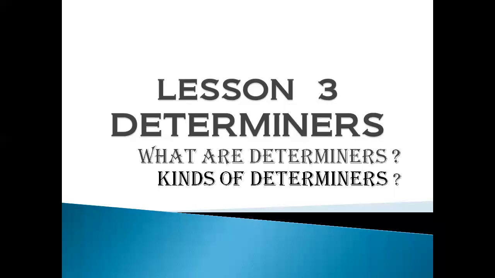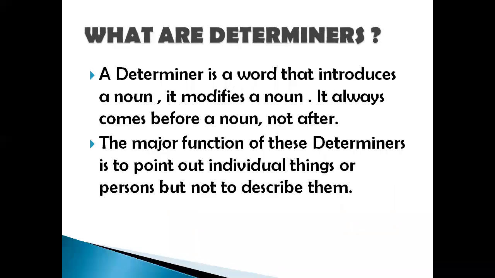Today, we will do Lesson 3 Determiners from your English grammar book, Know Your Grammar. Now, let us see what are determiners. A determiner is a word that introduces a noun. It modifies a noun. That means it adds something to a noun. It does not describe a noun, but it adds a quantity to a noun. It always comes before a noun, not after. We have to remember that a determiner always comes before a noun.